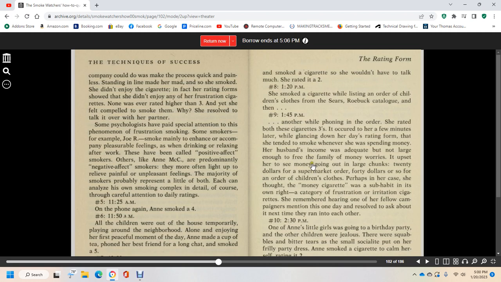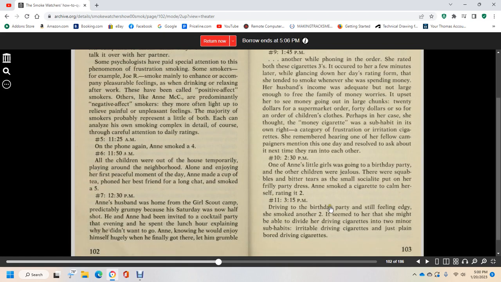Upset to see money going out in large chunks, $20 on a supermarket order, $40 on some of the children's clothes, Annie thought money cigarettes might be a sub-habit in their own category of frustration, irritation cigarettes. She remembered hearing one of the fellow campaigners mention it the other day and resolved to ask about it the next time they ran into each other.